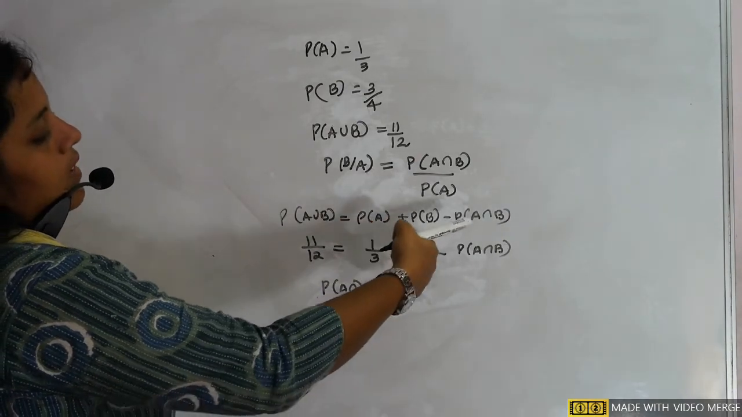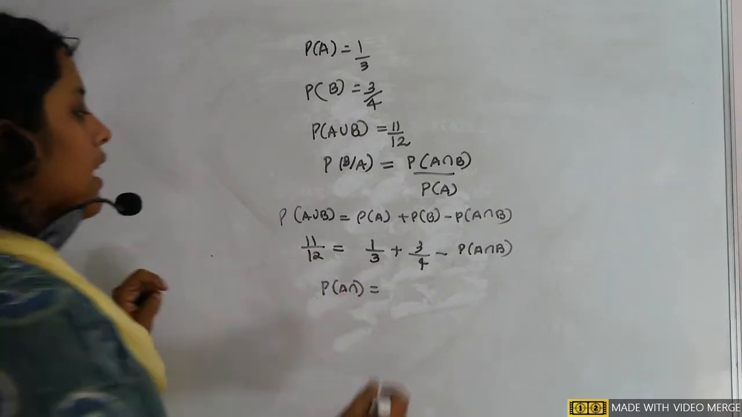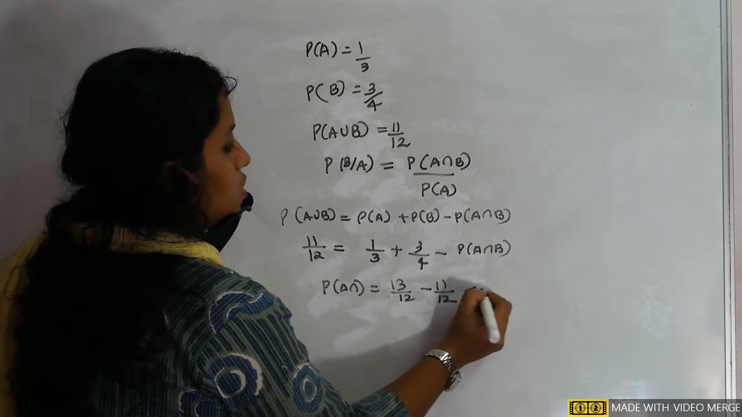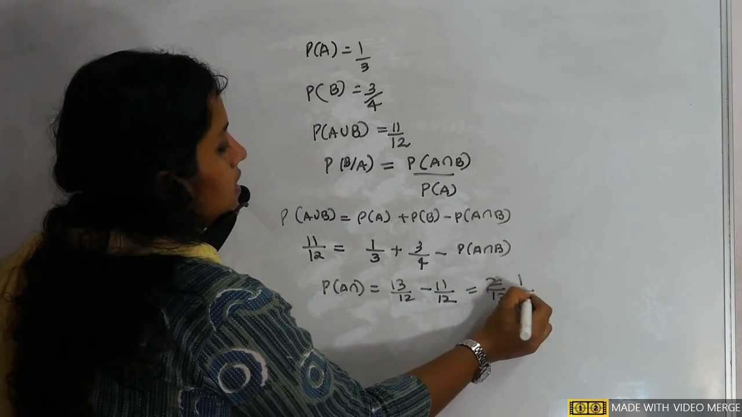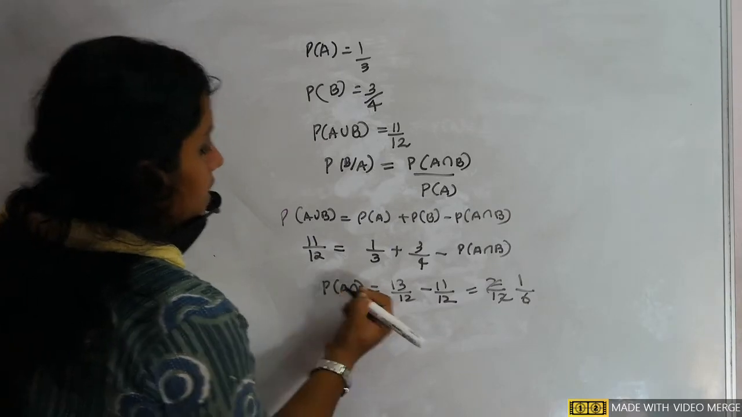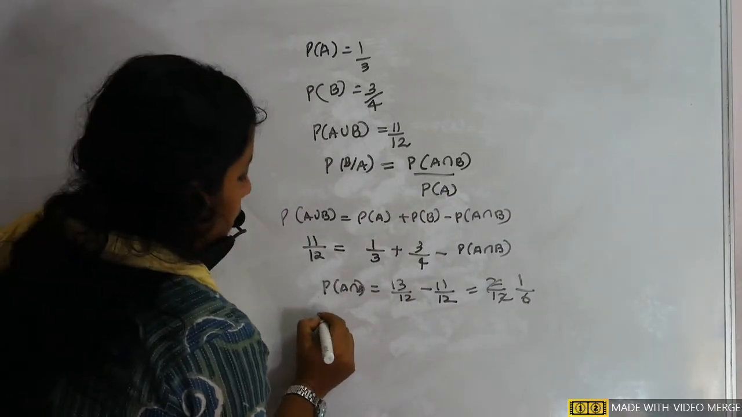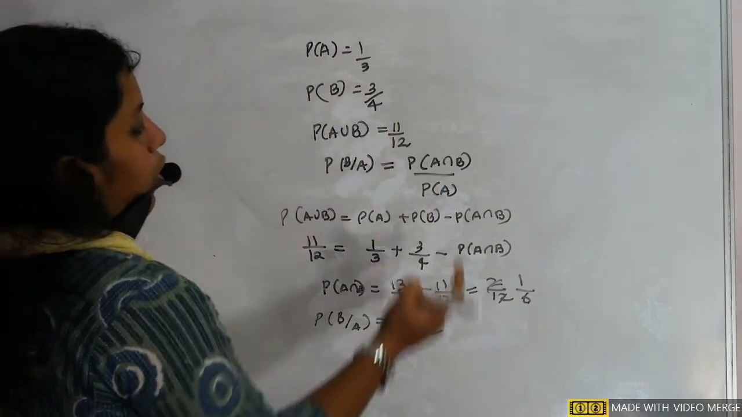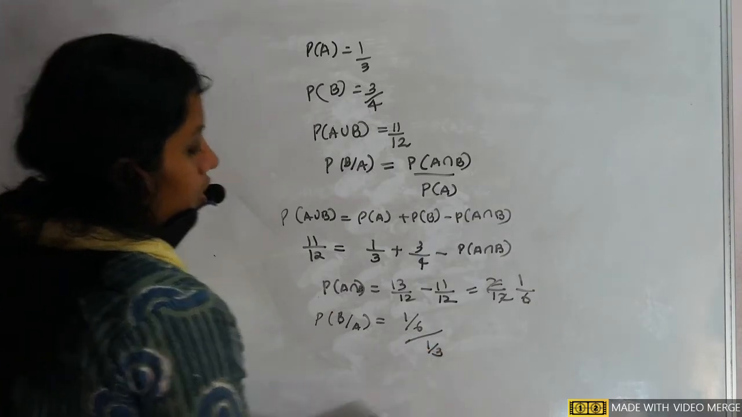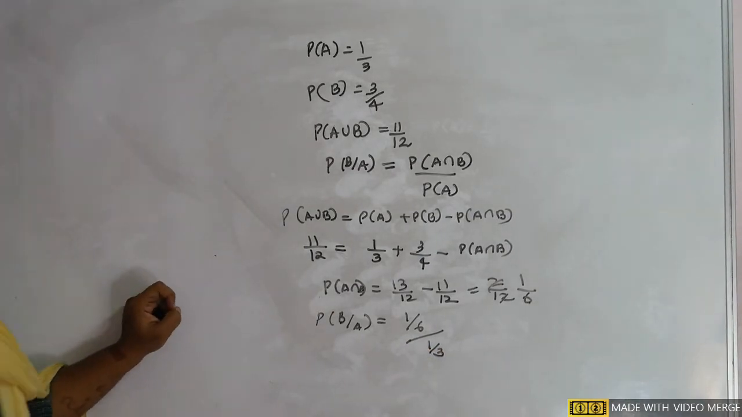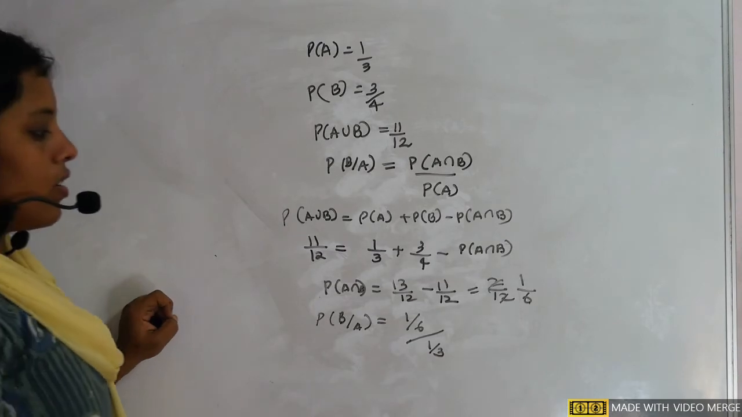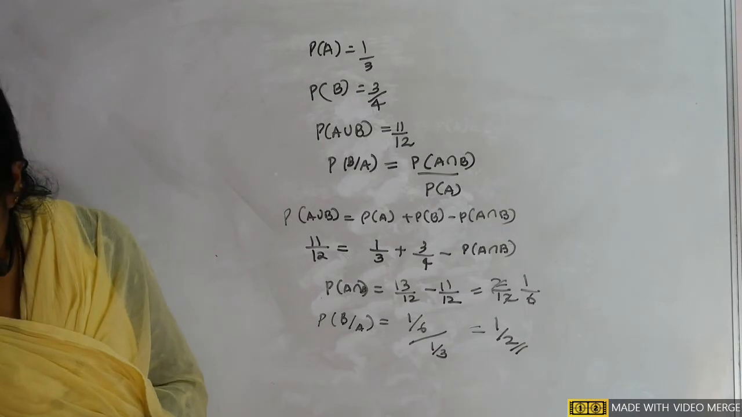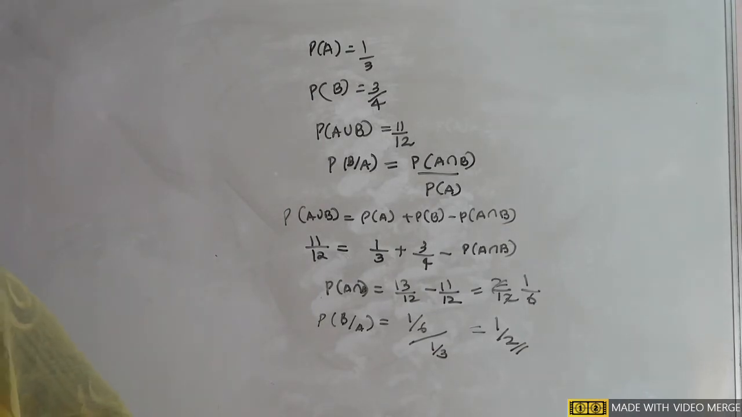This is 4 plus 9, right? 4 plus 9, so 13 by 12, minus 11 by 12. That is 2 by 12, 1 by 6. So P of A intersection B is 1 by 6. So substitute here: P of B given A is equal to 1 by 6 divided by P of A, that is 1 by 3. So 1 by 6 divided by 1 by 3, we get 1 by 2. Understood. So our option is option C, 1 by 2.